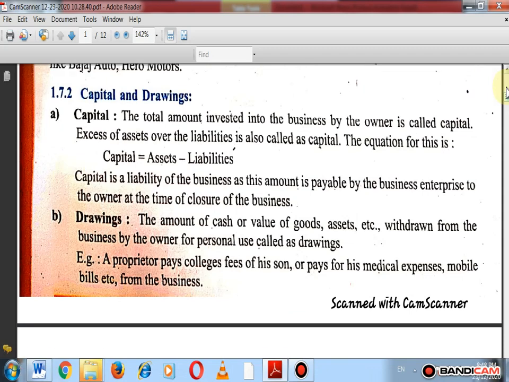Capital is a liability of the business, as this amount is payable by the business enterprise to the owner at the time of closure of the business. At the time of winding up of the business, the capital is repayable to the owners. Because capital is a liability of the business organization, it is repayable to the owners at the time of winding up of the business. This is known as capital.